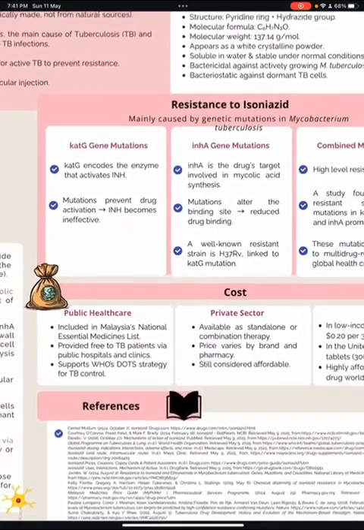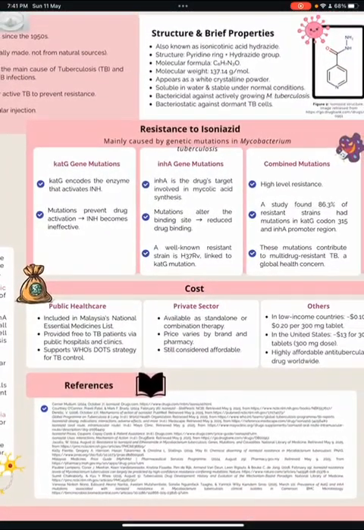However, resistance to isoniazid is a growing challenge. This mainly happens due to mutations in two genes, KatG and InhA. The KatG gene is responsible for activating the drug. When it mutates, isoniazid can't be activated and becomes ineffective. The InhA gene, on the other hand, is the actual drug target. Mutations here reduce the drug's ability to bind and do its job.